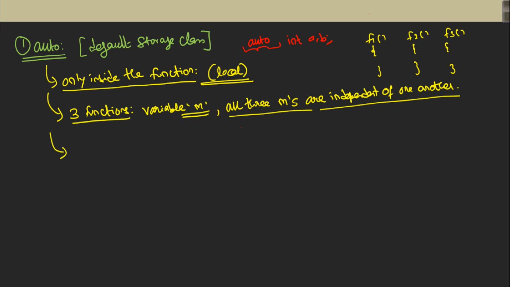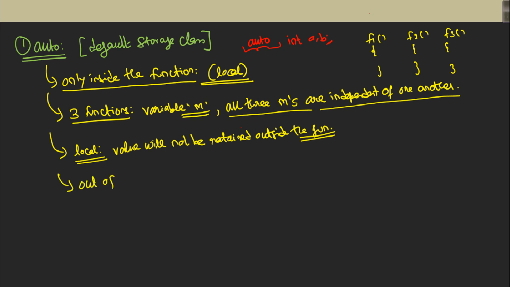Okay, and once we are saying the local value will not be retained outside the function. This you all know, right? The lifetime of the value is only inside the function. So when you are coming out of the function, the value will be vanished. It will not be available.